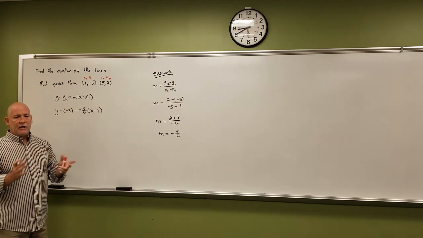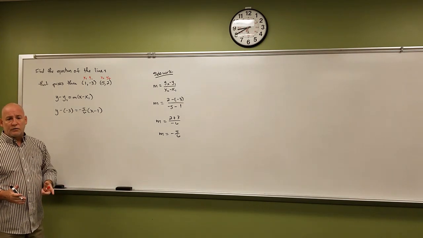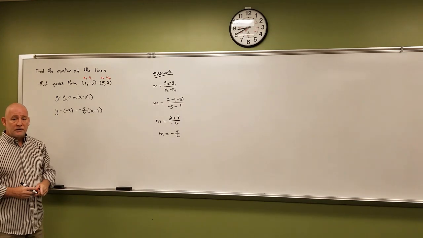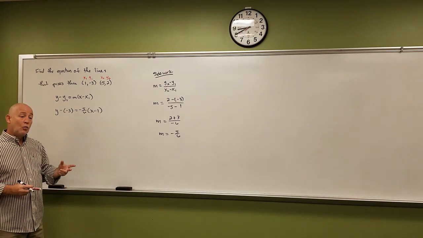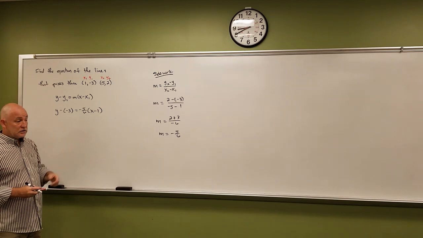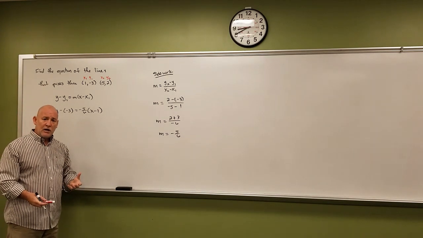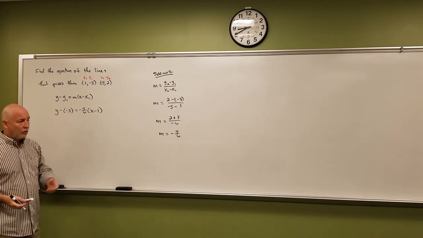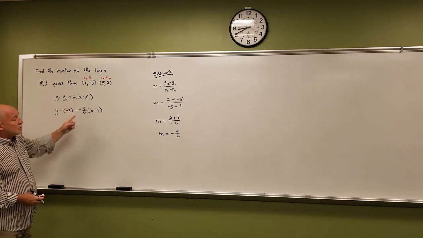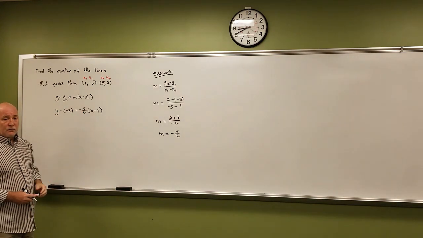Now, in terms of life, if nobody tells you what form to put your answer in, put it in the slope-intercept form. 2 reasons. One, it's easier to do of the 2. It's much easier. And second, it's a lot more useful. It's easier to graph the line, and you can just look at it and see the slope and the y-intercept.